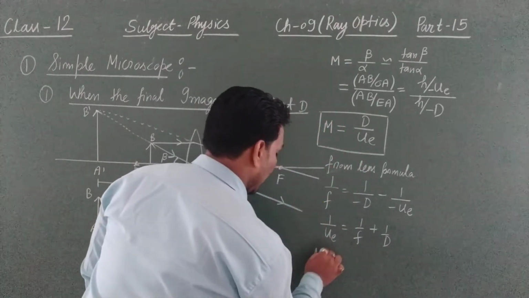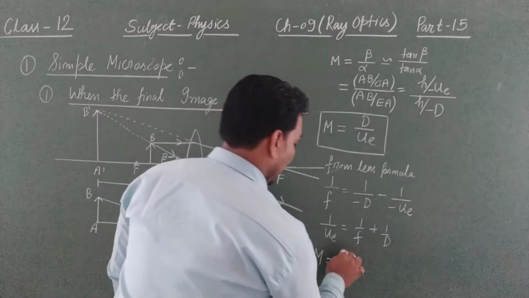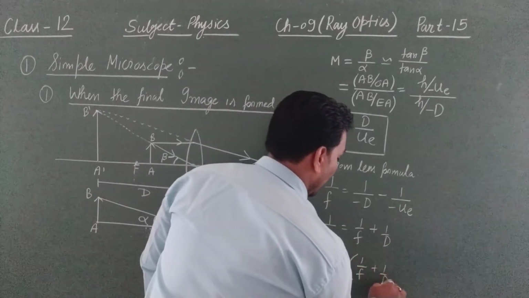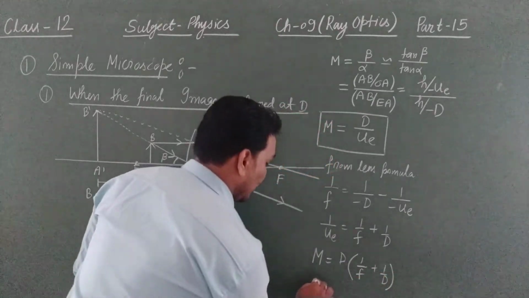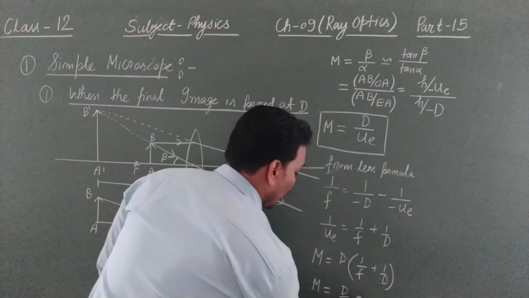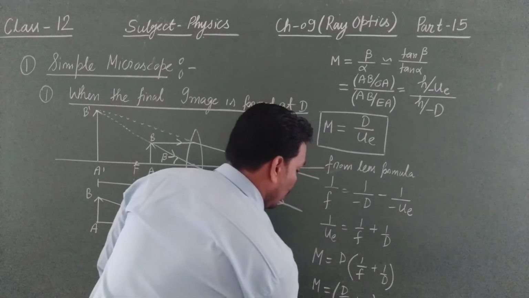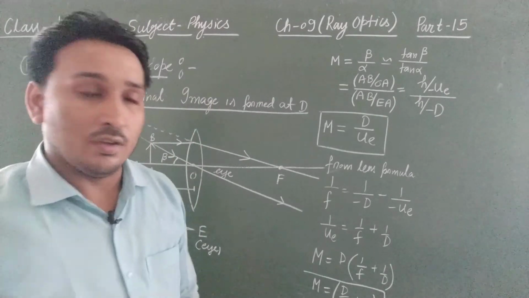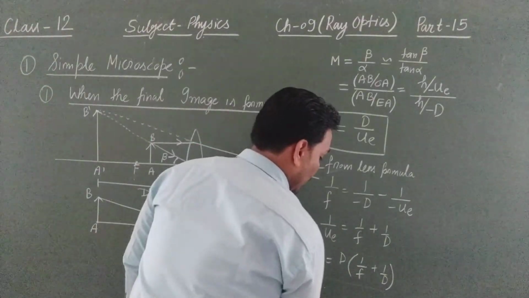So we'll have capital M is equal to D in bracket 1 upon F plus 1 upon D. If D is multiplied inside, we'll have M is equal to D upon F plus 1. So this is the formula. This is not there in the frame. Let me write it here.